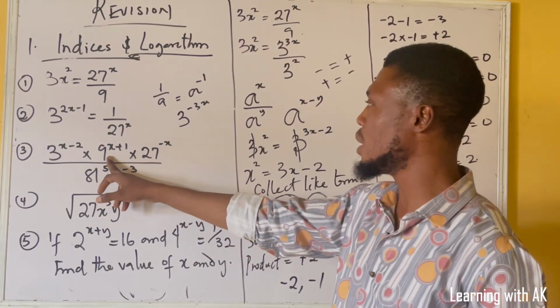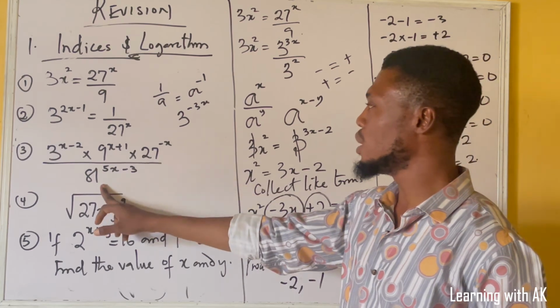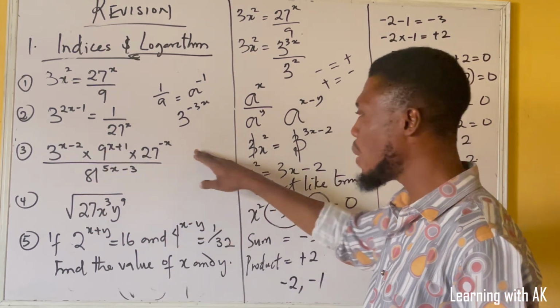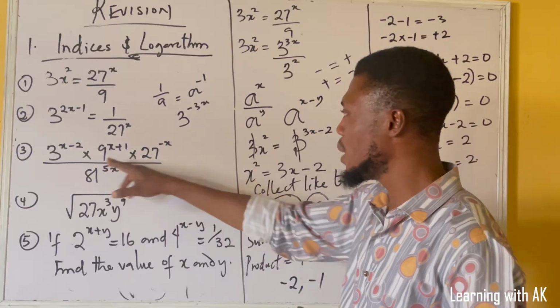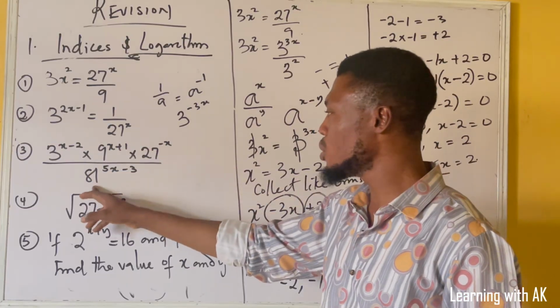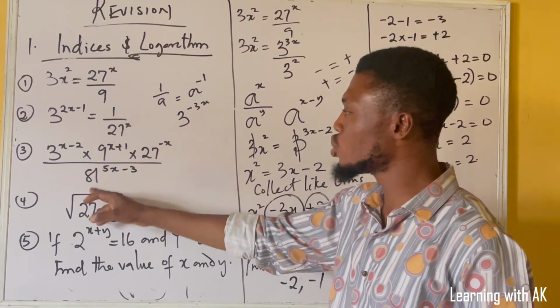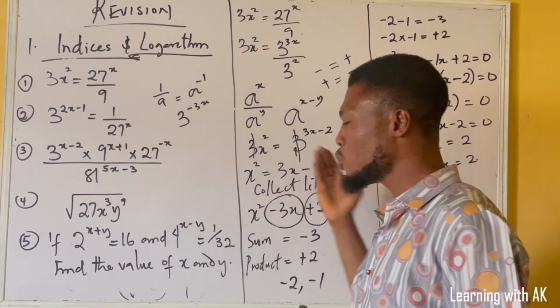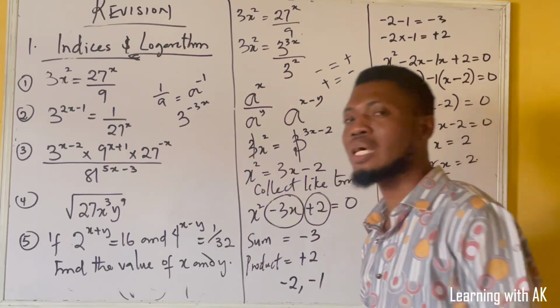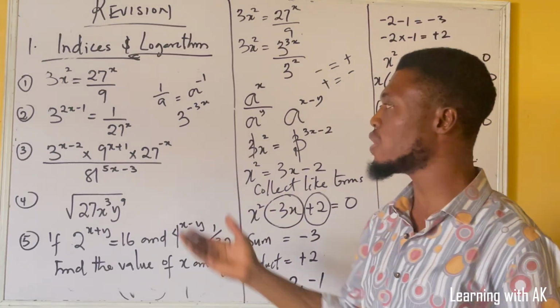Put this in index form. Pick one, add the powers because you're multiplying. Pick one of the 3s here and add all the powers. This is going to be 3 raised to the power 4. Express it with that. Once you are done with this division, you pick 1, then you subtract the powers, and you get the answer. Let me know your answer in the comment section or if you have any problem with that.